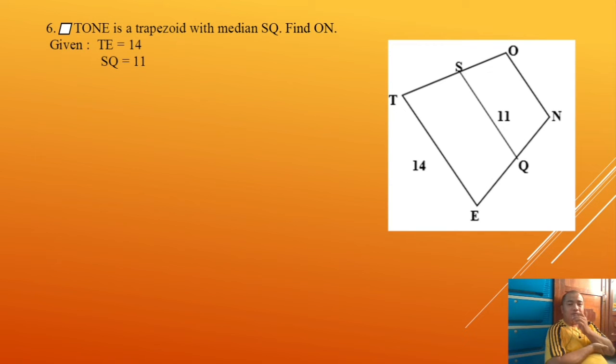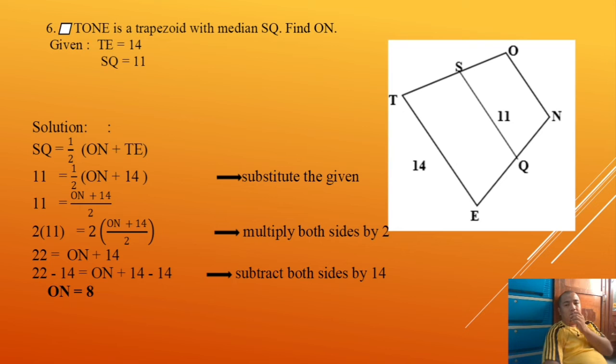That's very easy. We're going to apply the property of a trapezoid: the length of the median is one half the sum of the lengths of the bases. So SQ is equal to 1/2 times ON plus TE. Substituting the given, 11 equals 1/2 times ON plus 14. Then we will multiply both sides by 2.